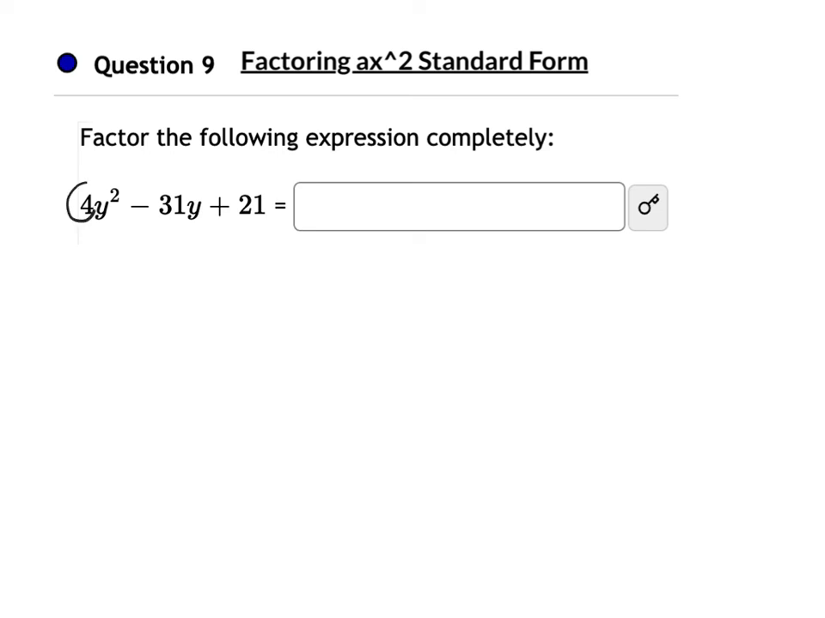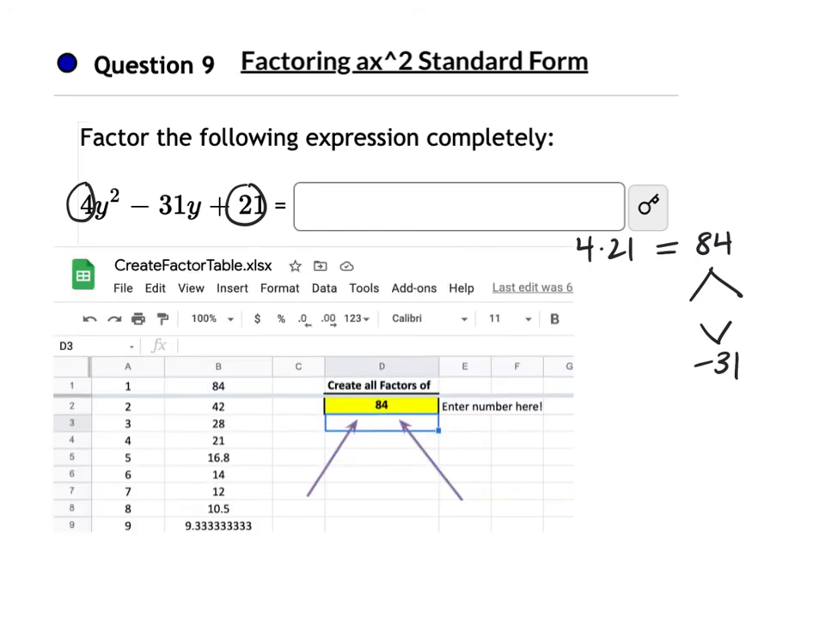Question 9. We're going to multiply 4 times 21. 4 times 21 is 84. I need two numbers that multiply to 84 but add to negative 31. I went to my factor table. I'm trying to find two that add to 31. There they are, 3 and 28. They have to multiply to positive 84, but add to negative 31, which means they're both negative. This is what we use, negative 3 and negative 28.